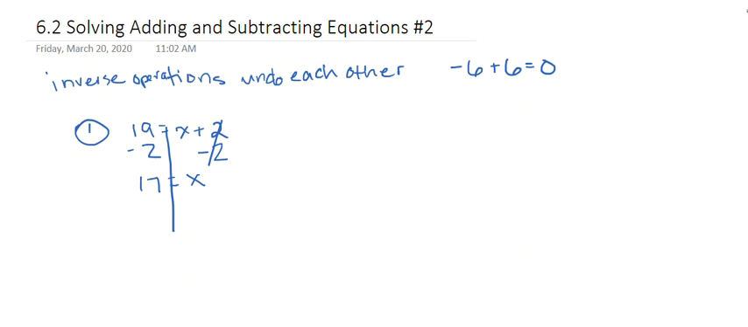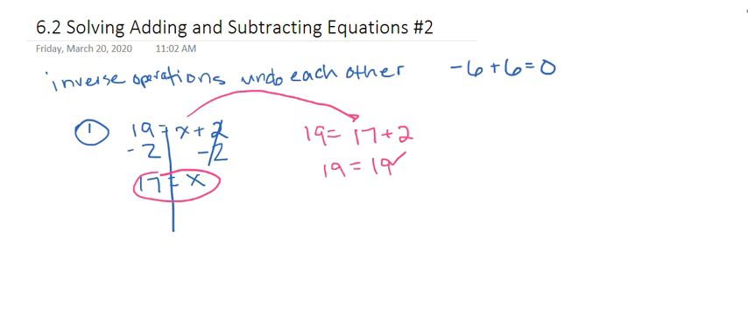And as always, you can check your solutions, which is always a good thing. So 19 is equal to 17 plus 2. Remember, we're just replacing the x with the 17 we got as an answer. And this is 19 equals 19. So x does equal 17.